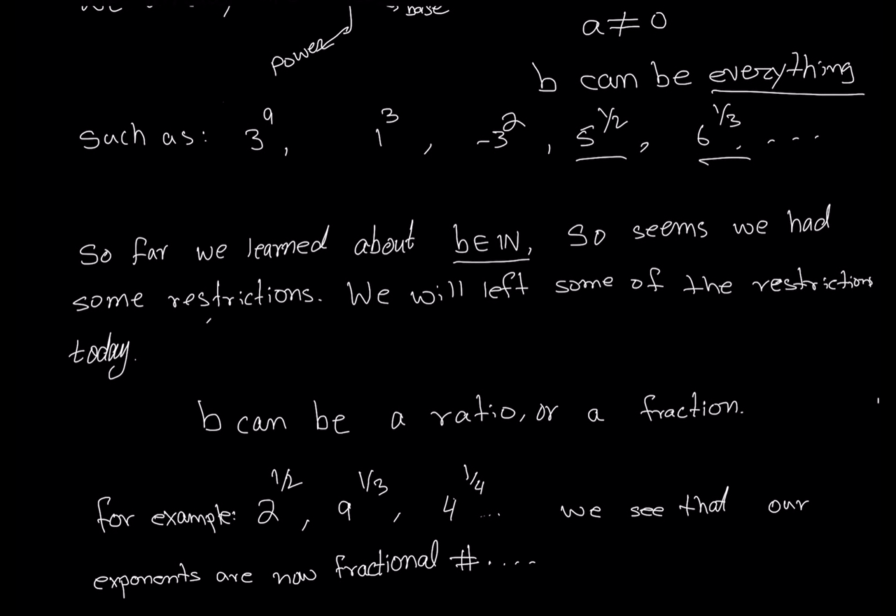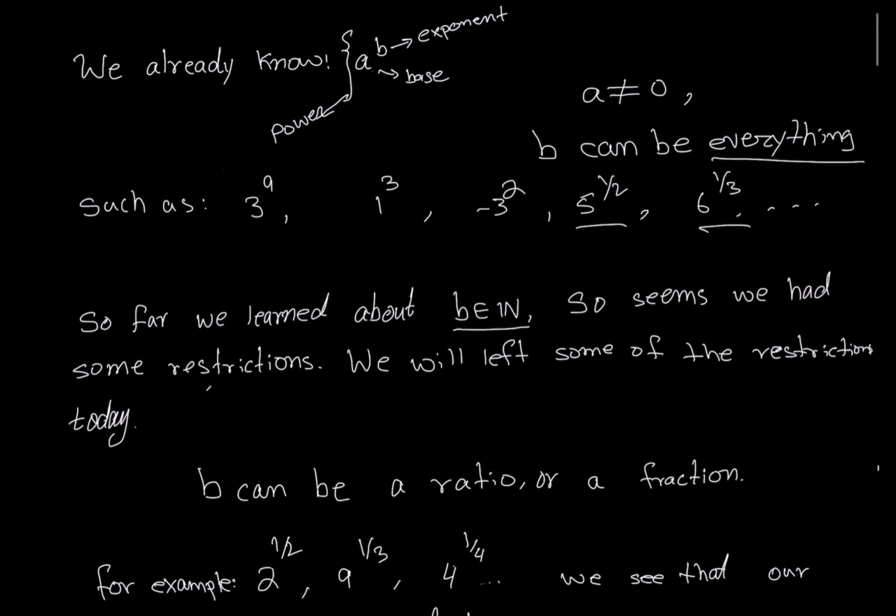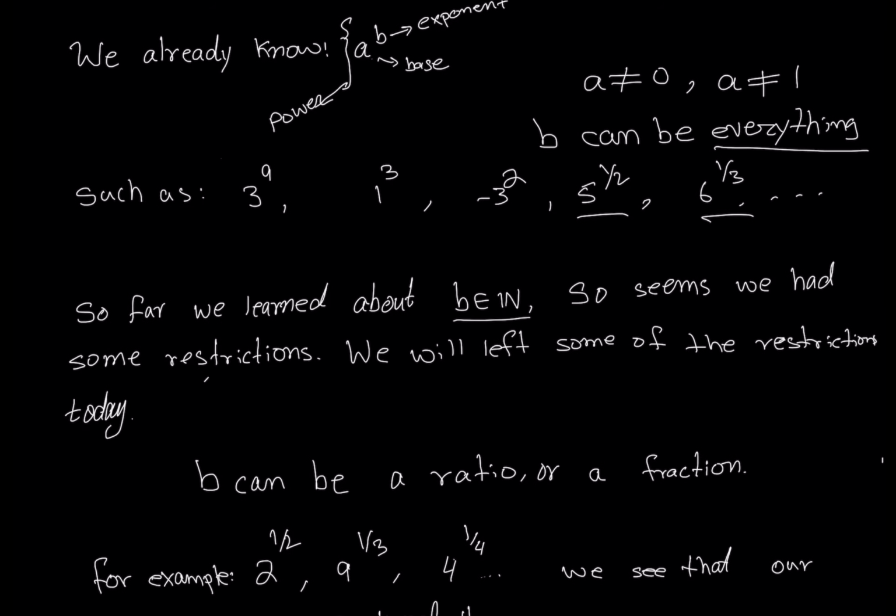The exponent can be a fractional number, or a ratio. 3 to the 9 is also a power expression. 1 to the 3 is also a power expression, but 1 multiplied 3 times by itself is also 1. So a cannot be 1 either. If a is 1, there is no point to the power.